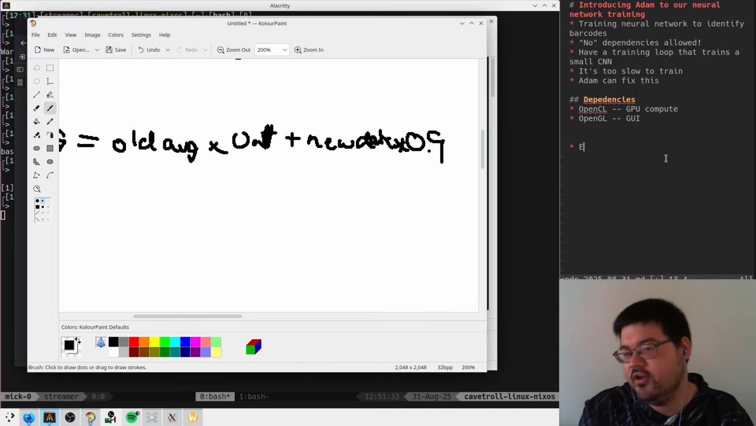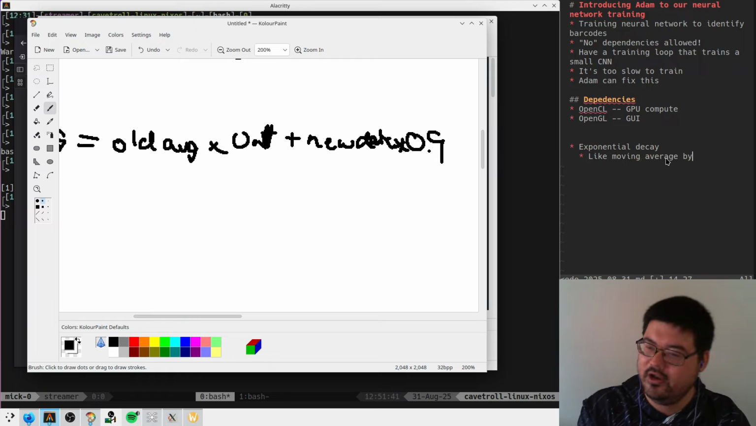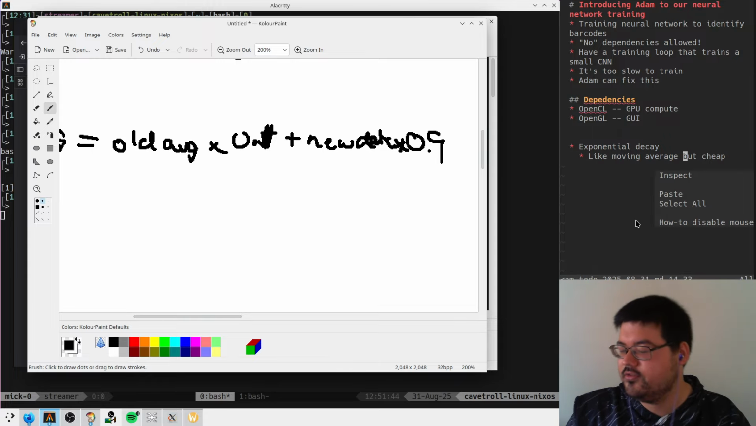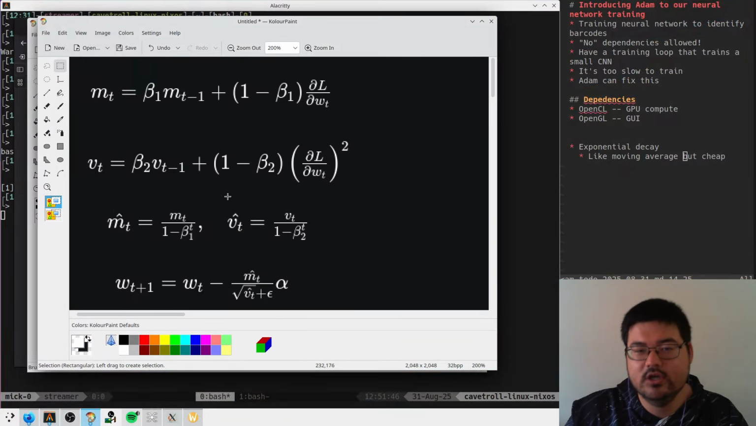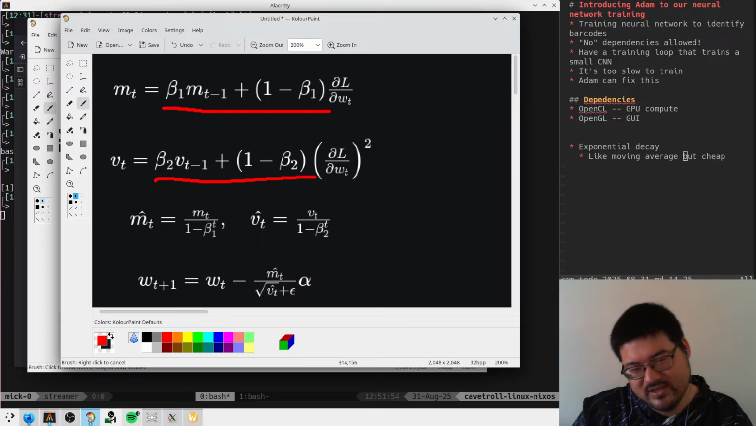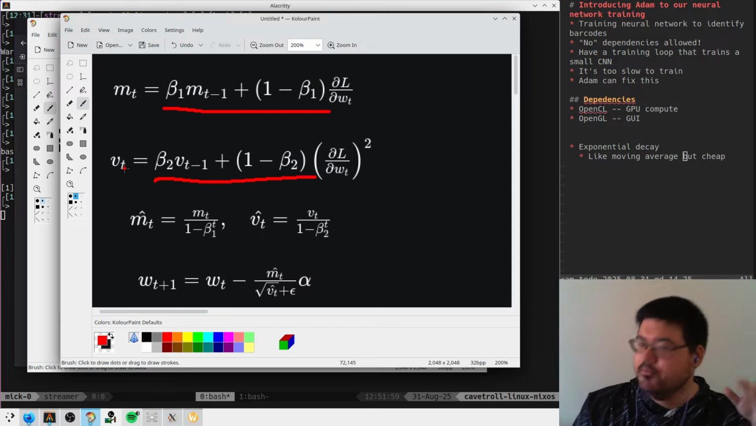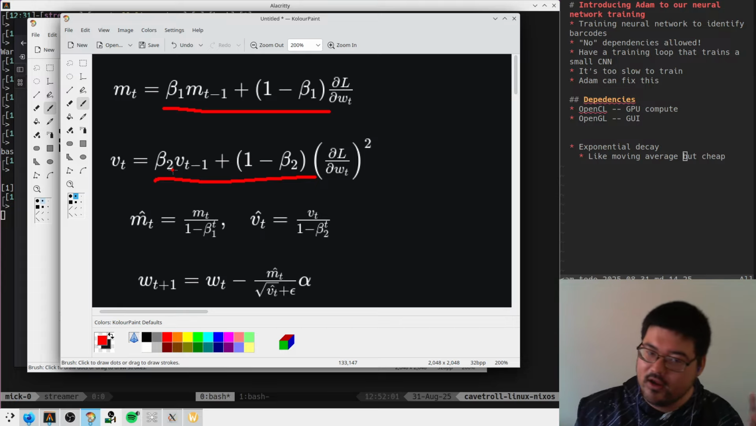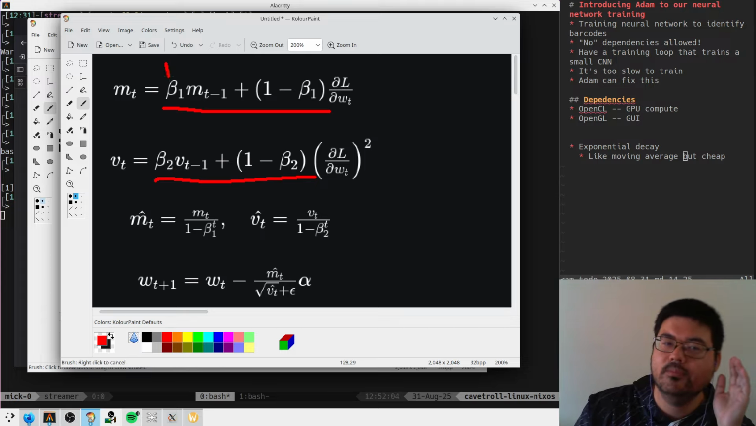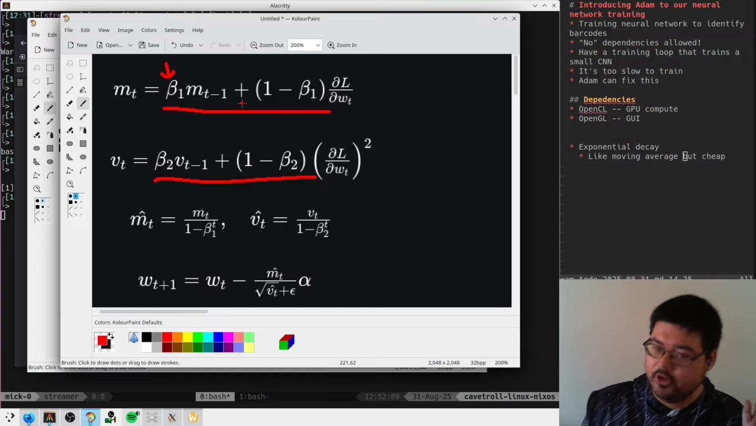Okay, so we have exponential decay, which is like a moving average, but cheap. Right? This gives all the same thing. So that actually, shockingly, knocks off this. Right? These are M and V in this, which are moving averages of something. We haven't really talked about what yet, but there's something. They have this beta term, which basically says how much do I care? What's the ratio I care about the new thing versus the old thing?